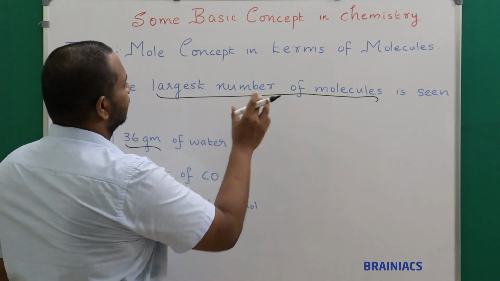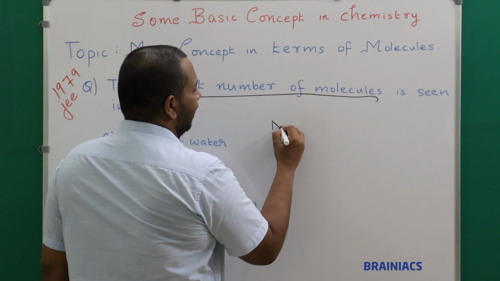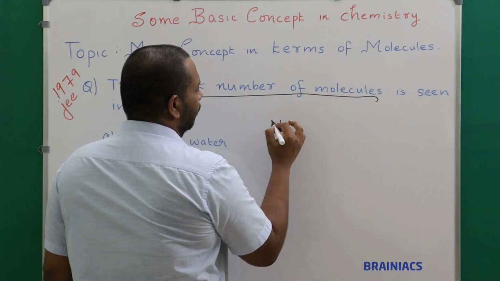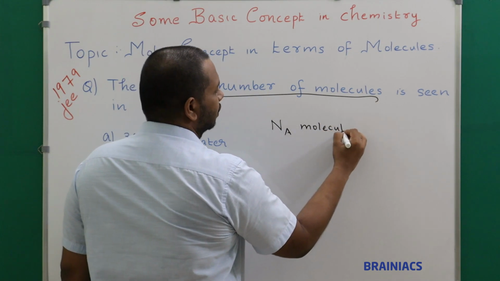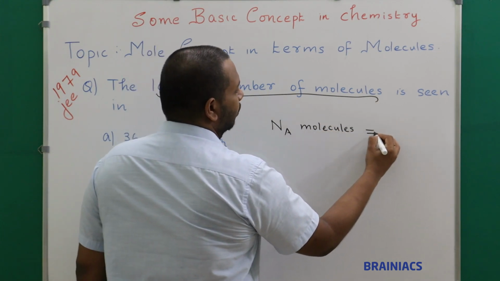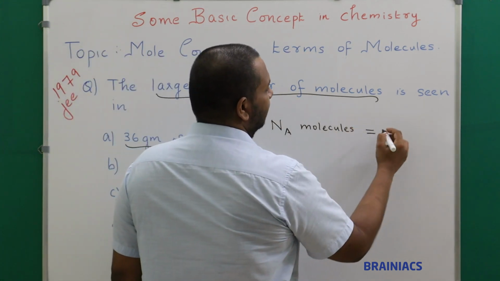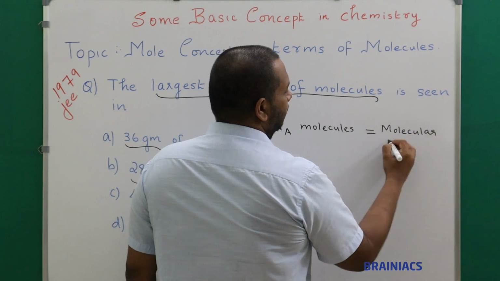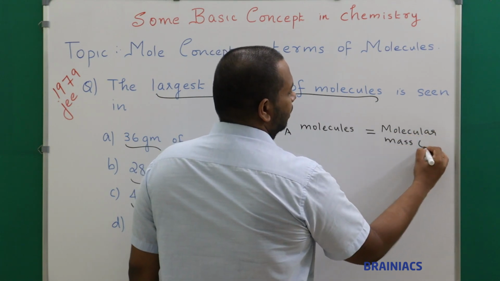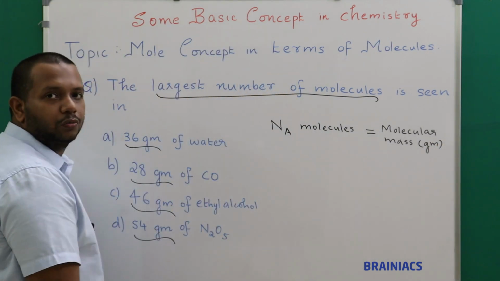First we will write the fundamental relationship. What is the fundamental relationship? Na, that is the Avogadro number of molecules, Na molecules, will have a weight of molecular mass in grams. Now we will take each option and try to find it out.